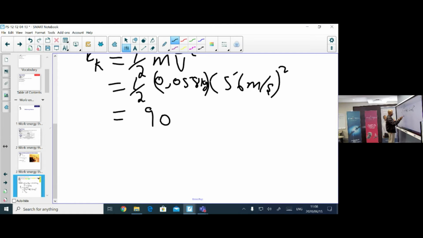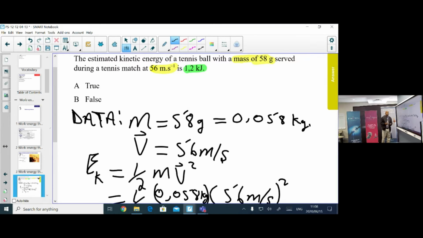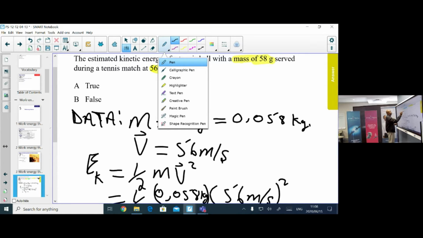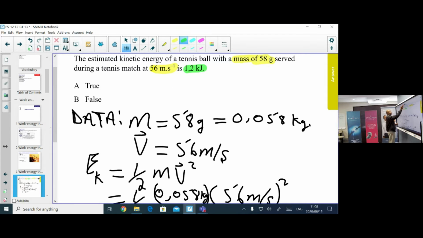90.9. Let me say 91. This energy is going to be measured in what? In joules. Okay, if we have that, let us go back and check up there. That is false. In other words, your answer there is number B. That is number B. Okay.